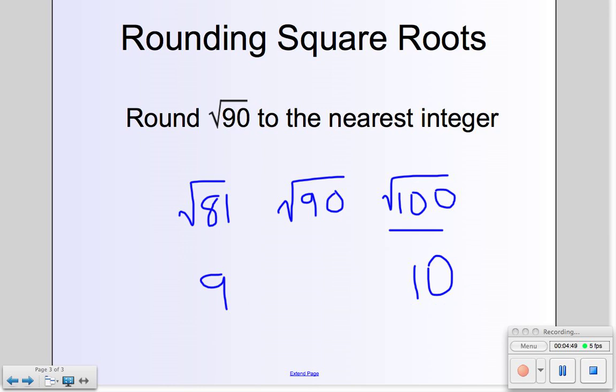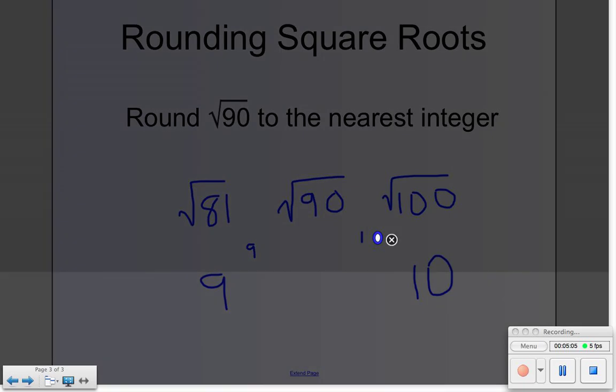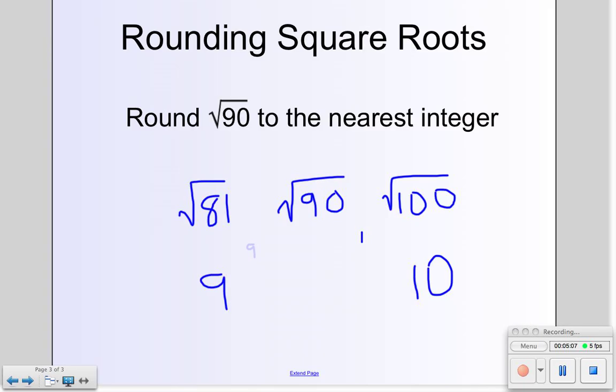And then you have to figure out, well, this square root of 90, is it going to be closer to 9 or is it going to be closer to 10? And again, the way you do that is you check. 90 is how many away from 81? 9. And 90 is how many away from 100? That'd be 10. So in this case, again, it's closer to the one to the left of it. So if you had to round the square root of 90 to the nearest integer, it would be 9. This would be the closest integer to the square root of 90.